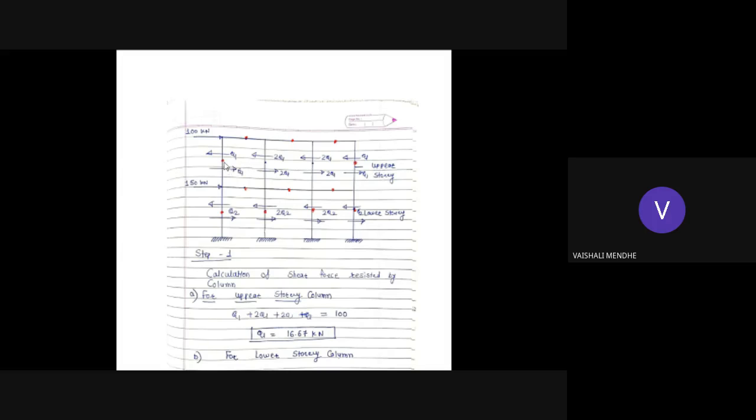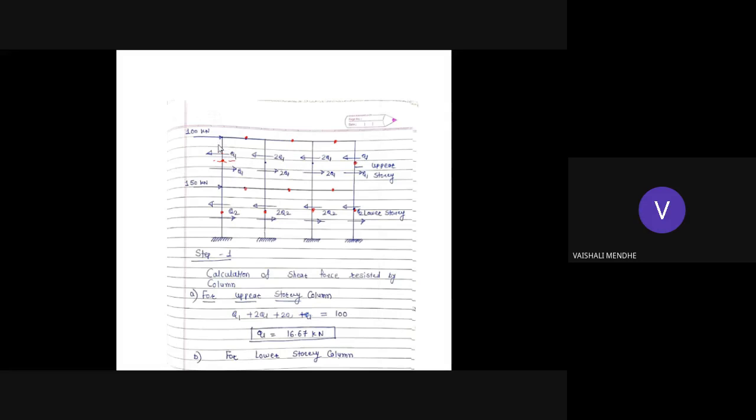So above this point of contraflexure, if you take a section like this, you can see that the lateral load direction is rightward. A 100 kilonewton lateral load is acting here, in the right direction, so the shear developed in the column will be opposite of this. As the load is rightward, the shear will act in the left direction.